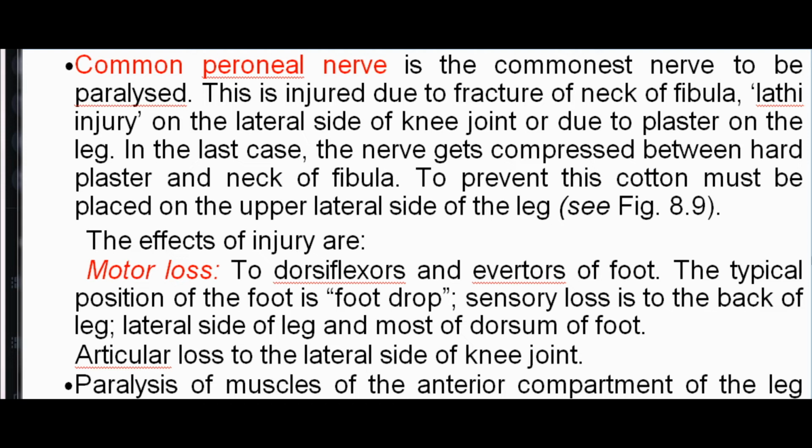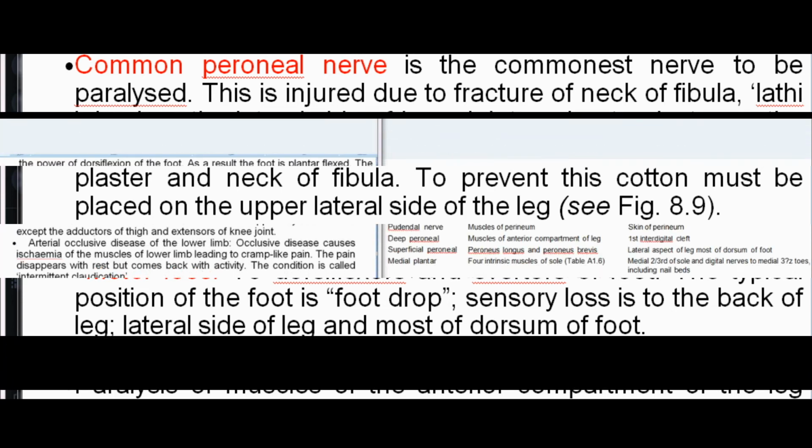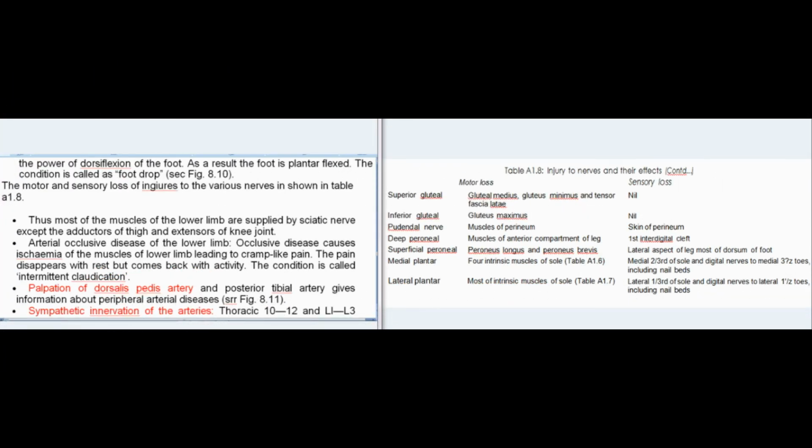Paralysis of muscles of the anterior compartment of the leg results in loss of the power of dorsiflexion of the foot. As a result, the foot is plantar flexed. The condition is called foot drop, see Fig 8.10. The motor and sensory loss due to injury of the various nerves is shown in Table 1.8. Thus most of the muscles of the lower limb are supplied by the sciatic nerve except the adductors of the thigh and extensors of the knee joint.